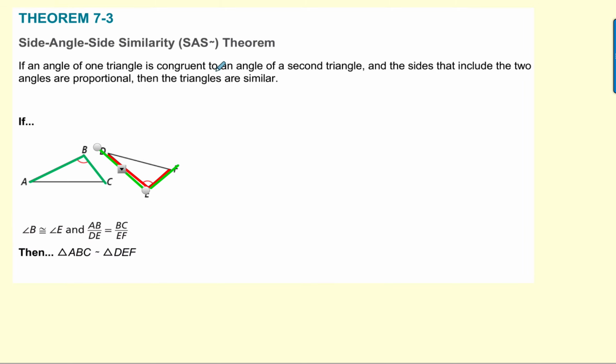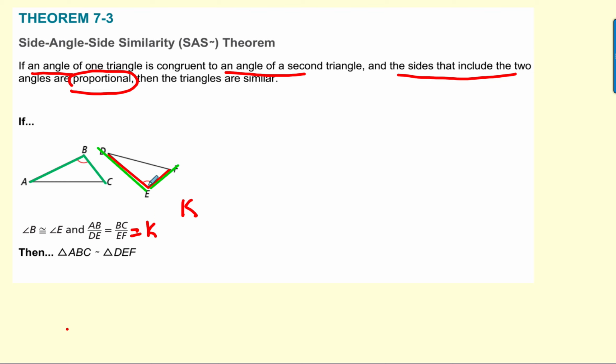The second method is called side-angle-side similarity. One angle of a triangle is congruent to one angle of the second triangle, and the sides that include the angles are proportional. So we have a situation in which this big triangle and this smaller triangle, we know the sides are different. So I'm going to multiply by K, because their ratio is K.